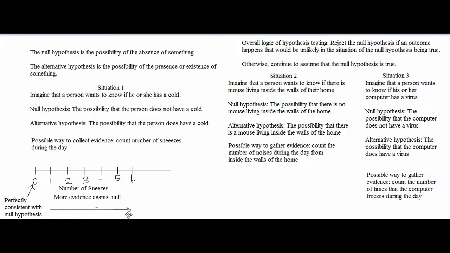The reason why outcomes further above zero show more evidence against the null hypothesis is because outcomes further above zero are less likely to happen in the situation of the null being true, meaning they're less and less likely to happen on a day when I'm healthy and I don't have a cold. So outcomes further above zero are showing more evidence against the null hypothesis because they're getting less and less likely to happen in the situation of the null being true.